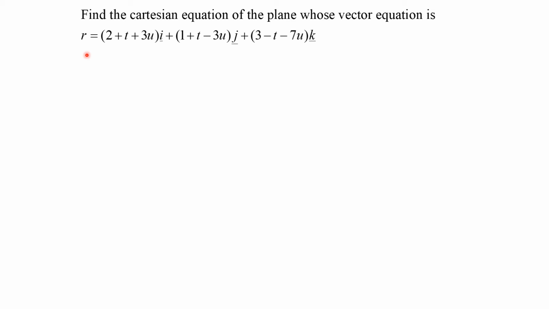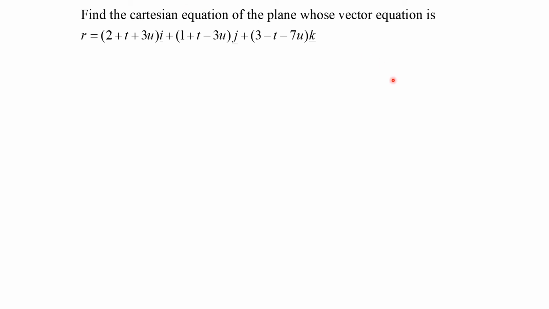dot product of the normal to the plane, right? The normal vector to the plane and a point that lies on the plane. So we need to work out from this vector equation to determine the normal to the plane and also the point that lies on the plane. Only then we can actually come up with the Cartesian equation.